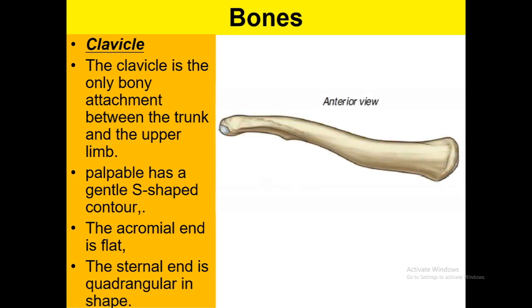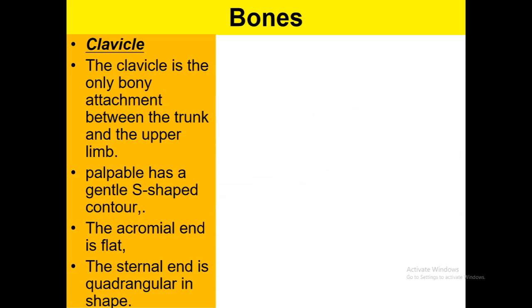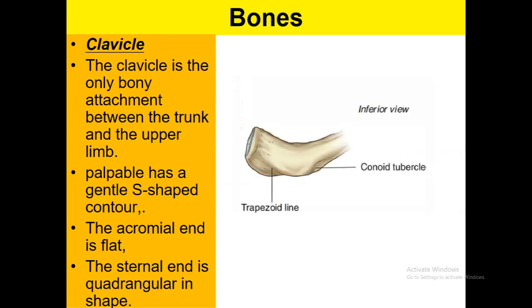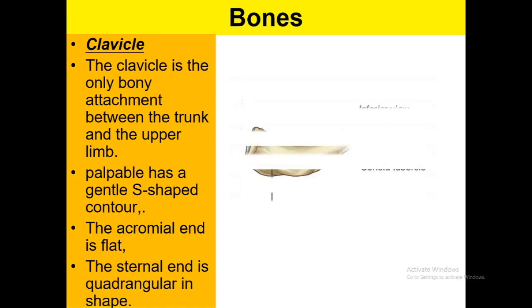Let's see it in an anterior view. Here we are looking at the middle part, the inferior view. We find here on the lateral side the conoid tubercle and the trapezoid line, which are the points for the attachment of the ligaments.